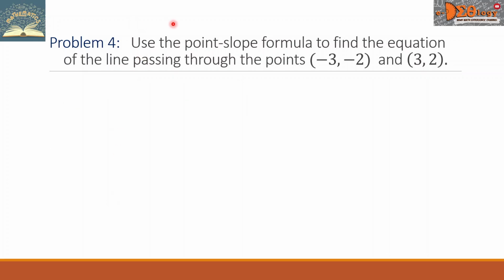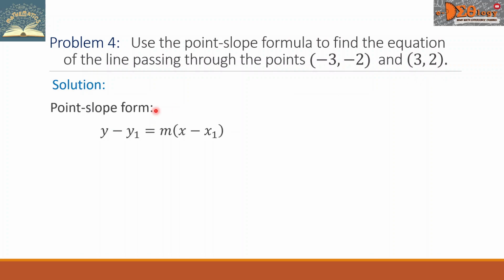Problem 4. Use the point-slope formula to find the equation of the line passing through the points (-3, -2) and (3, 2). The point-slope form is y minus y sub 1 equals m times x minus x sub 1. In this equation, we need a slope and 1 point. But in the problem, slope is not given.